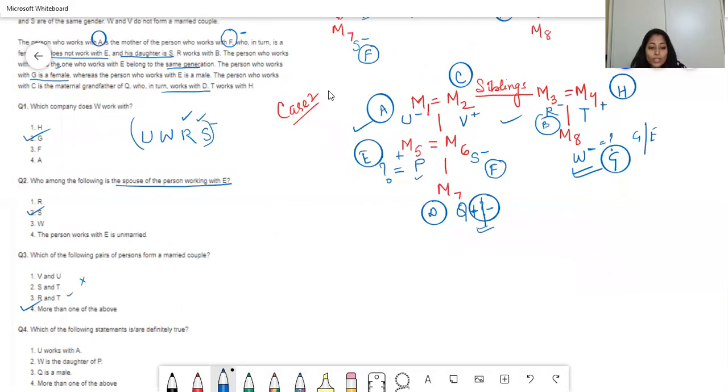Which of the following statements is or are definitely true? U works with A, correct? W is the daughter of P. No, W is the daughter of T, so this option is out. Q is a male. We do not know whether Q is a male or a female, so this option is also out. More than one of the above is not possible now. So first, U works with A is the correct option.